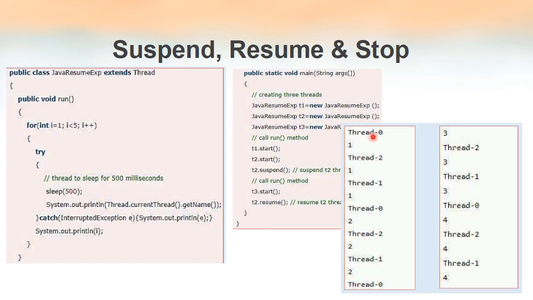I hope you got a clear idea about how we got this output. We are getting thread 0 and thread 2 initially because thread 0 is T1 and thread 2 is T3. T2 is thread 1 but it is suspended, so we do not get thread 1 initially, but later on we are resuming the thread, so then we'll start getting the output of thread 1 on the output screen.